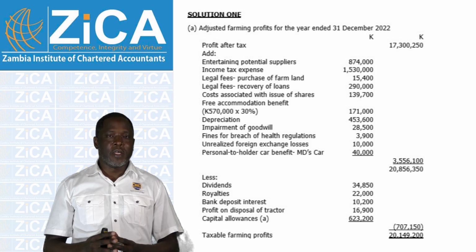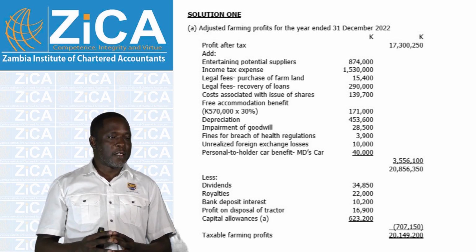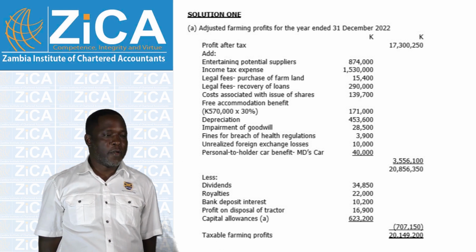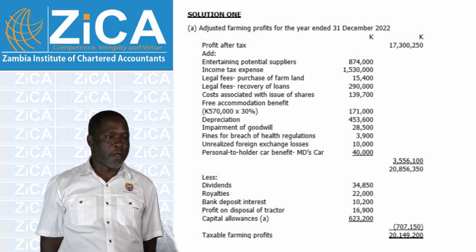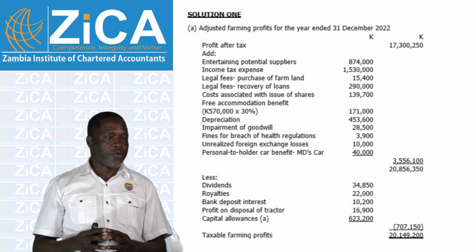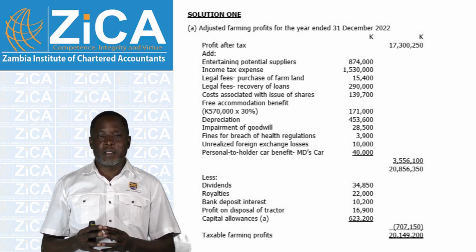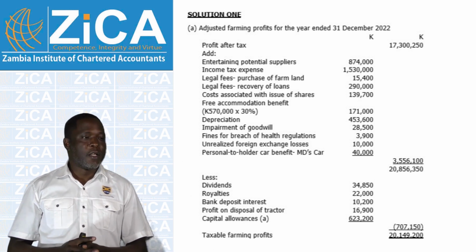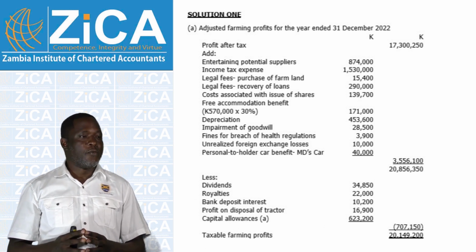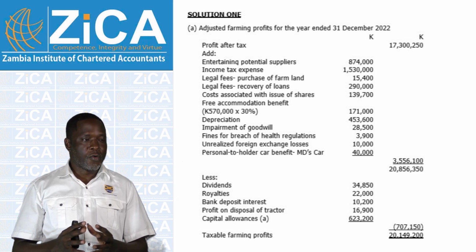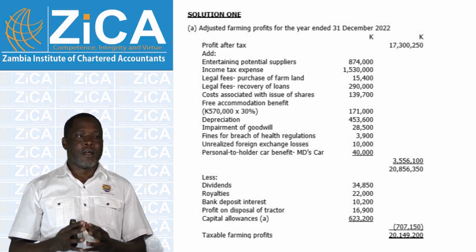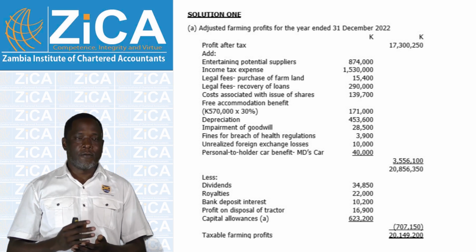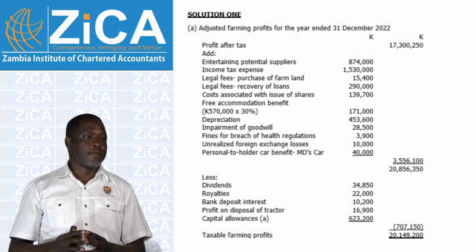Similarly, when it comes to the royalties, we have deducted the exact figure which was included within the statement of profit or loss, which was 22,000. And finally, when it comes to bank deposit interest, we deducted the exact figure, which was 10,200. You can note that in the question, the figure for bank deposit interest was stated at the net amount. When we are adjusting taxable profit, we do not gross it up at that stage. Our interest is to deduct the exact figure which was included within profit or loss.